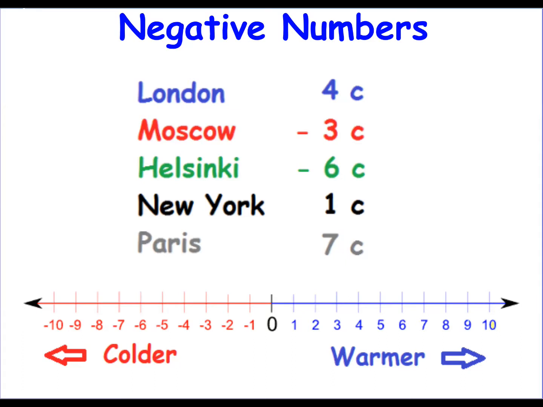A question may be, which is the warmer city, Moscow or Helsinki? So we're looking at these two cities and we need to know which is the warmest. So we've got -3 and -6 on our scale. So the warmer ones are further to the right, therefore -3 is warmer than -6, so Moscow is warmer than Helsinki.